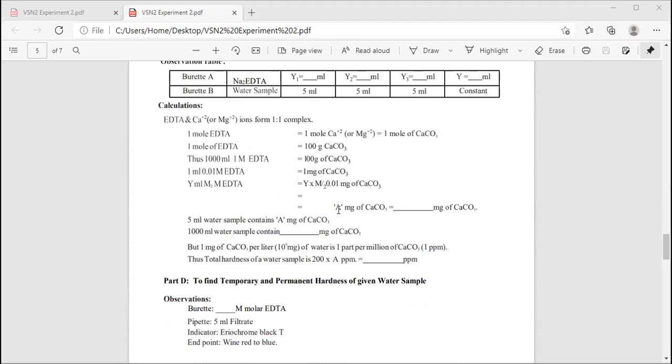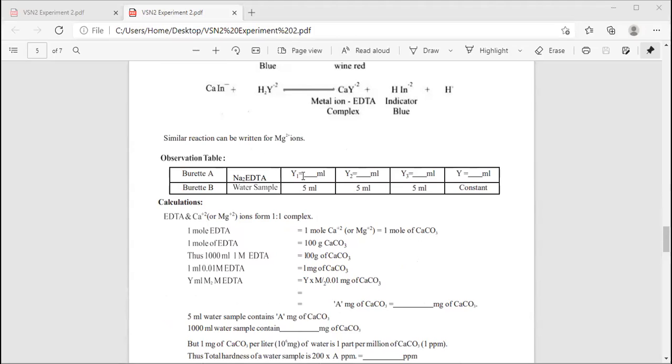So earlier it was wrong. I made a mistake here. The Y readings are 3, 3.2 and 3.4. So Y is 3.2, the mean reading. So you substitute the value of Y as 3.2 into 0.096 into 1 divided by 0.01. Give me the answer. Did everyone understand?